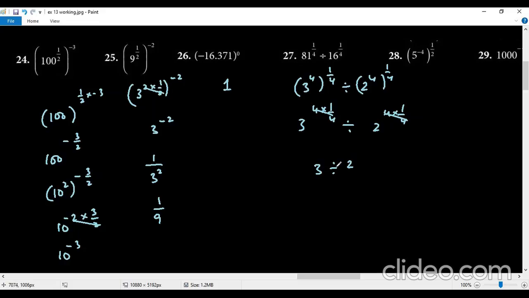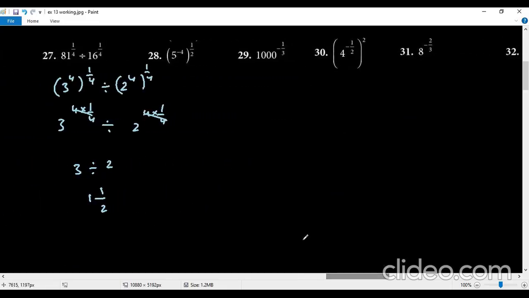Next is 1 whole 1 over 2. Both are going to be correct. This one is 5 to the power minus 4. That means 5 to the power minus 4 times 1 over 2. These two cancel, and 5 to the power minus 2, it means that you should be writing 1 over 25.